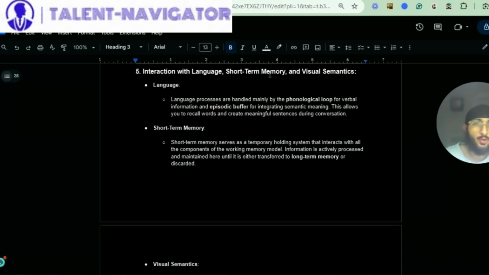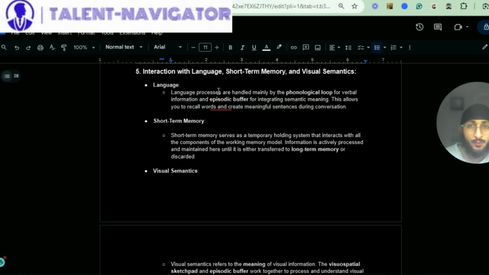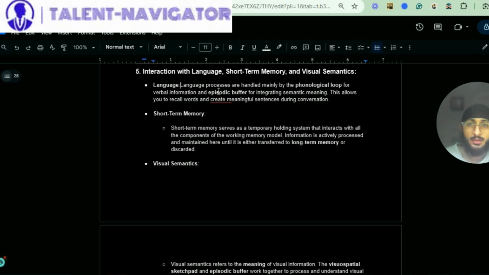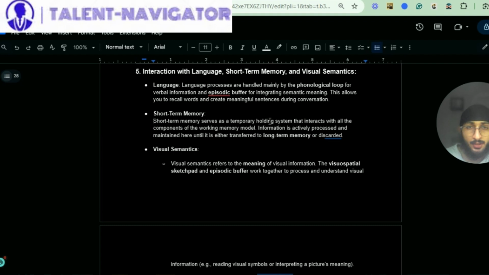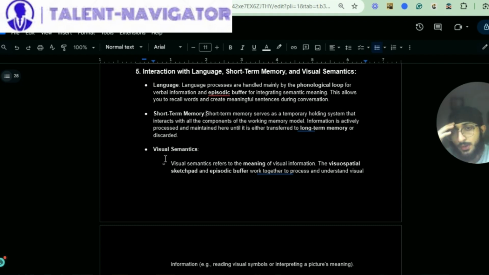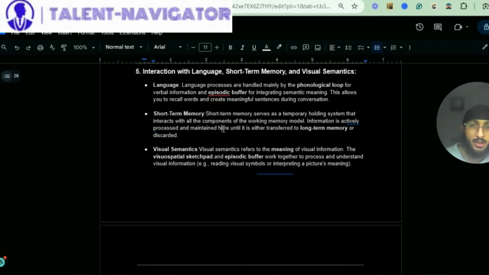So, interaction with language, short-term memory, and visual semantics. Language processes are handled mainly by the phonological loop for verbal information and the episodic buffer for integrating semantic meaning. This allows you to recall words and create meaningful sentences during conversation. Now, short-term memory serves as a temporary holding system that interacts with all the components of the working memory model. Information is actively processed and maintained here until it is either transferred to long-term memory or discarded.